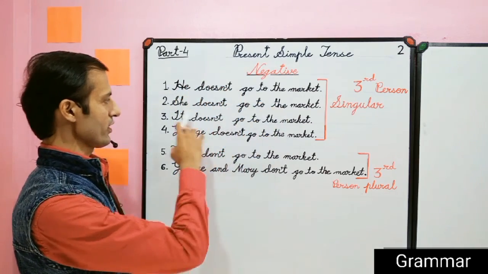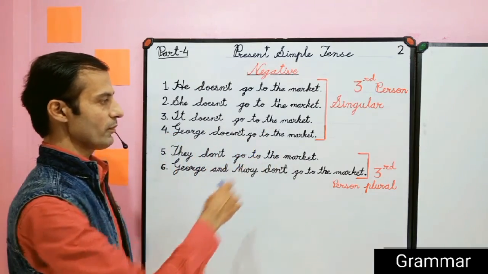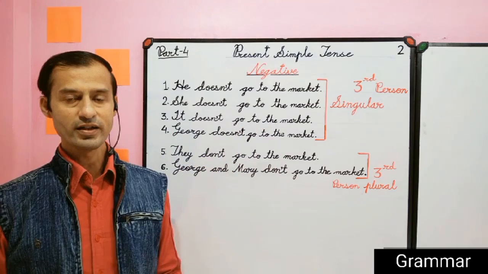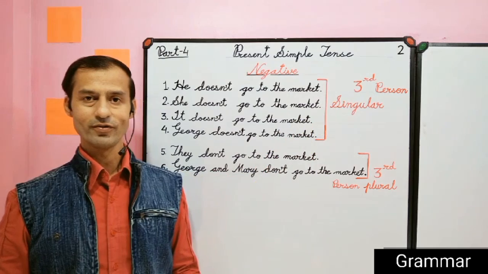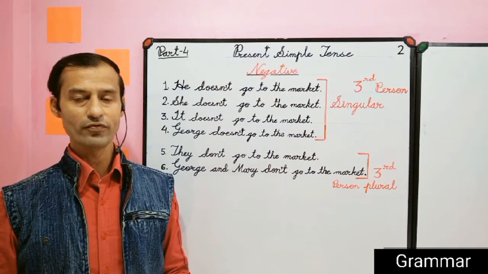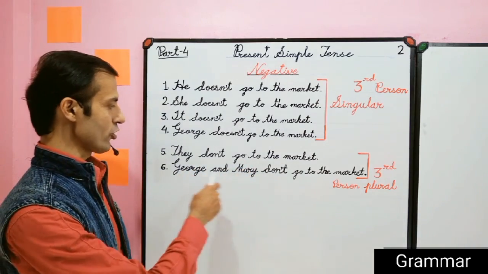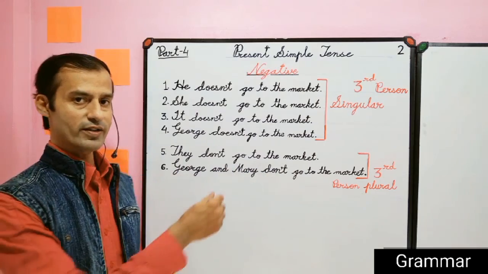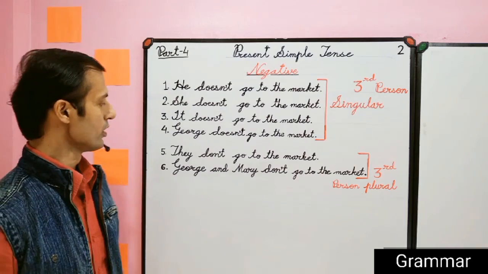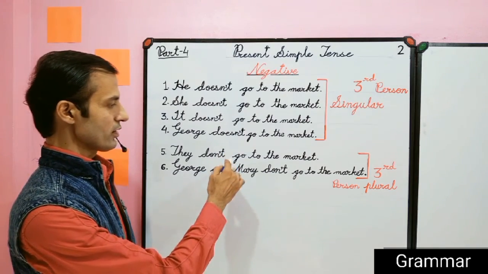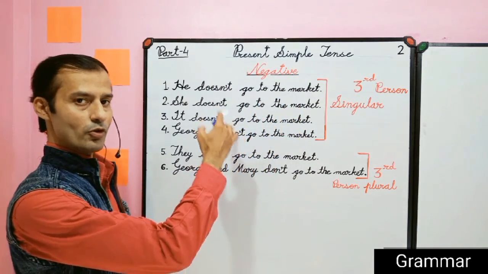So he doesn't go to the market. She doesn't go to the market. Likewise, it doesn't go to the market, and George doesn't go to the market. So remember that doesn't is always used with the third person singular subject pronoun. And with the plural pronoun, we use don't, do plus not. So they don't go to the market, and George and Mary don't go to the market. In this sentence, don't is the shortened form of do plus not. And this is the third person plural subject pronoun, and this is the third person singular subject pronoun.